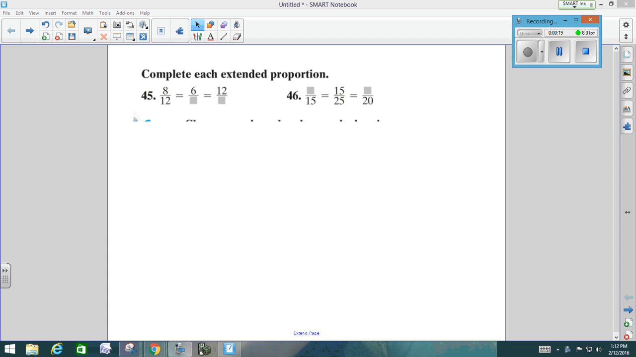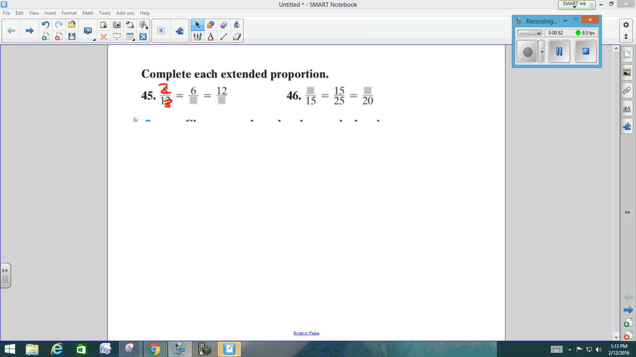A proportion is when you have 2 ratios set equal to each other, and a ratio, remember, is a comparison of 2 quantities. So it's a fraction is how we write them. So on 45, 8 over 12, we talked about how you could put an x and a y in for these blank spaces and use cross multiplication to find those values. Or I said you could simplify the original ratio. So if I simplify this by 4, I get 2 over 3. And then just multiply to get my blank.